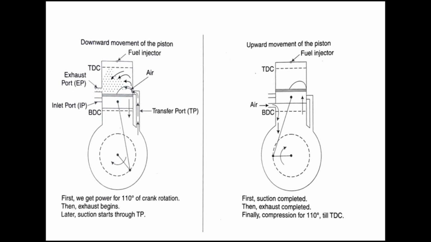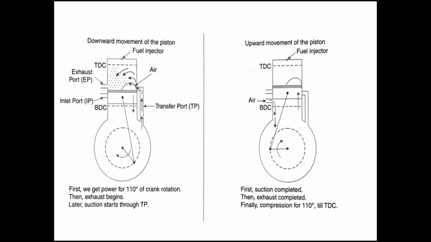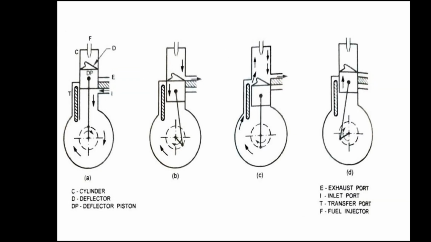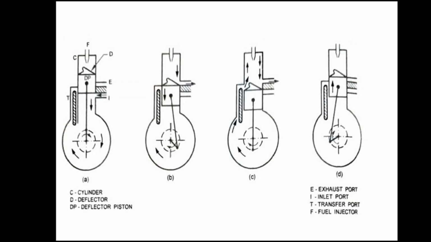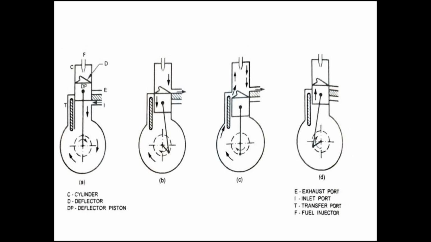This page shows the cylinder, deflector piston, exhaust port, inlet port, transfer port and the fuel injector. In this page, the downward movement of the piston and the upward movement of the piston of the two-stroke engine is shown.